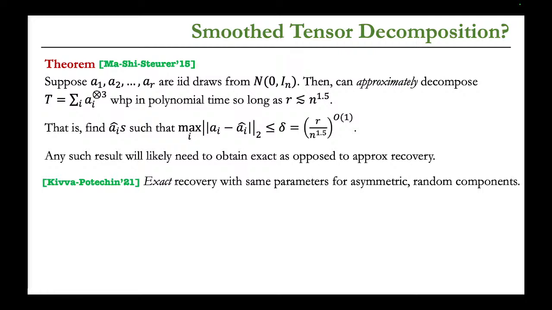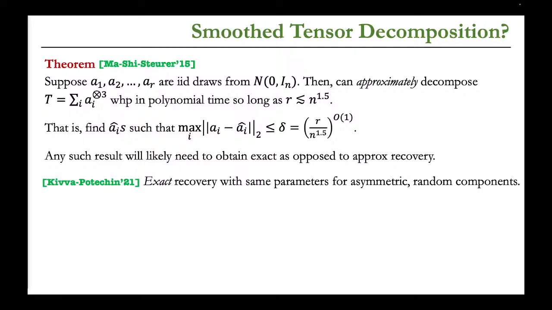It's a paper due to Bohdan Kivva and Aaron Potechin. It's a great paper, difficult paper, who showed that under the same assumptions of Ma, Shi and Steurer, you can actually get exact recovery. And what I'm going to tell you is what they do, in 1 minute, and I'll basically suggest the same approach for the smooth tensor decomposition in general.